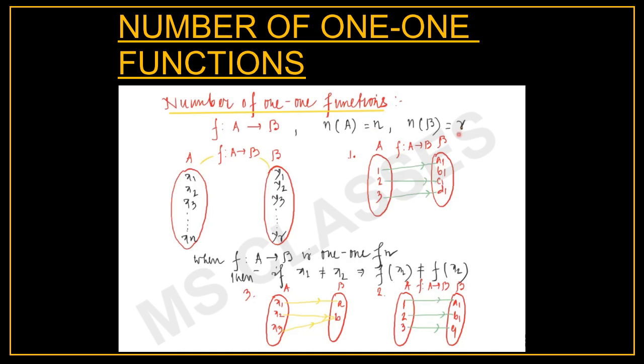The number of elements in the codomain should be greater than or equal to the number of elements in the domain. So this is one criterion: all the elements in the domain should have distinct images in the codomain. Whatever elements we have, these are the pre-images and these are the images, that is, they are having distinct images. Similarly, images have distinct pre-images.